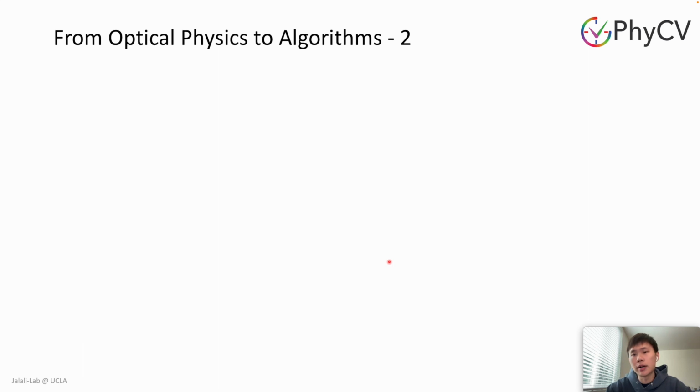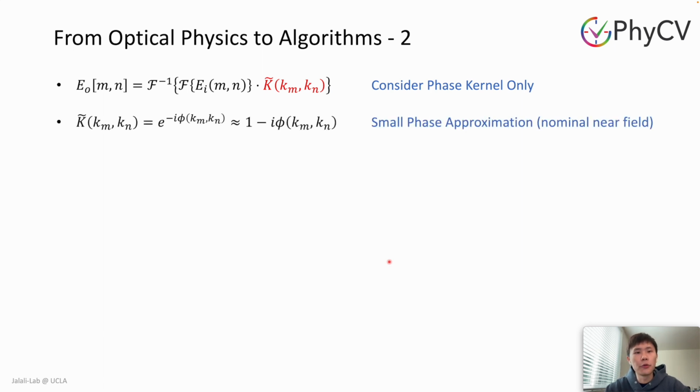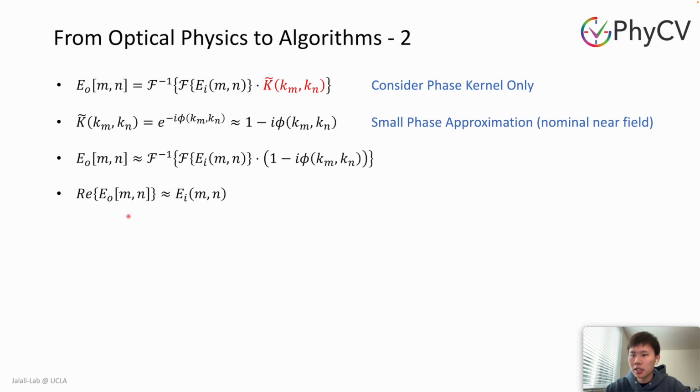To elaborate more on why we need the phase information, let's look at the spectrum multiplied by a phase kernel only. Under small phase approximation, or what we call the nominal near field, the phase operator can be approximated as shown in this line. Then we can get the real and imaginary parts of the output in the spatial domain. The real part can be approximated as the original input in the spatial domain, and the imaginary part is transformed in the spectral domain as shown in this line.